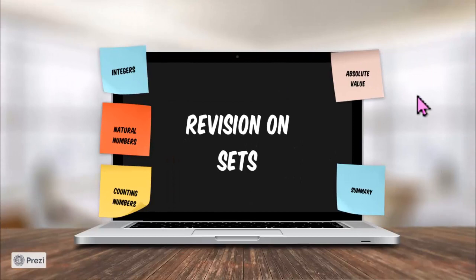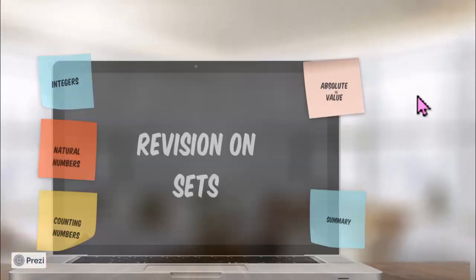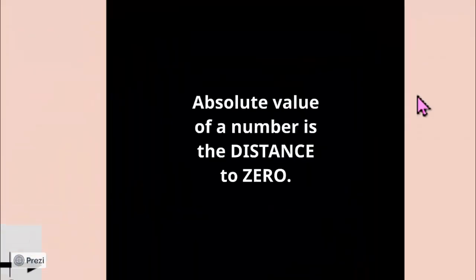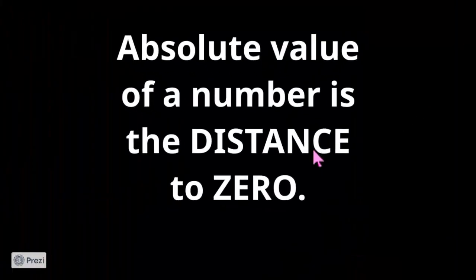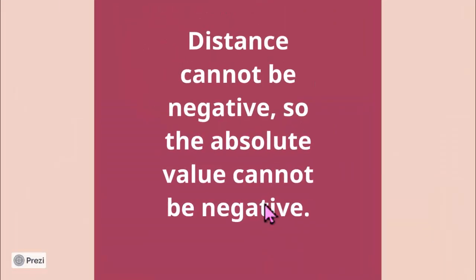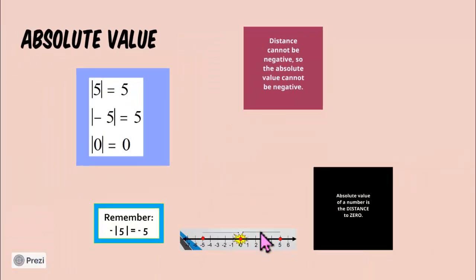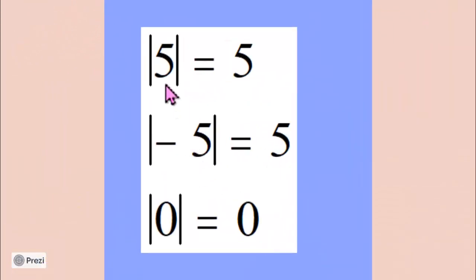Let's go now and see what the absolute value is. If you remember, the absolute value of a number is the distance from 0, meaning how many units away from 0 this number is. Can a distance be negative? Of course not. Distance cannot be negative, so the absolute value cannot be negative as well. Let's have an example here and see. The absolute value of 5, this means I want to know how many units 5 is away from 0. 5 is away from 0 by 5 units, so the absolute value of 5 is 5.